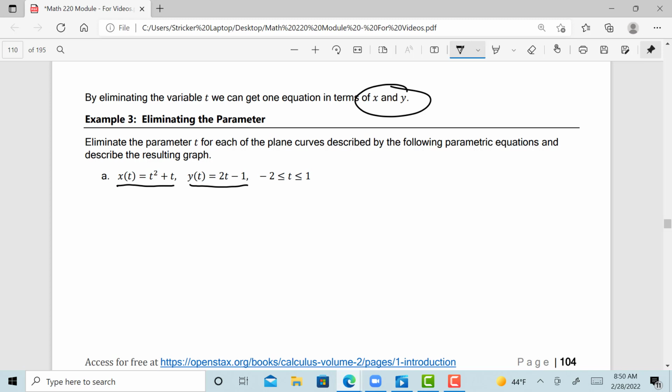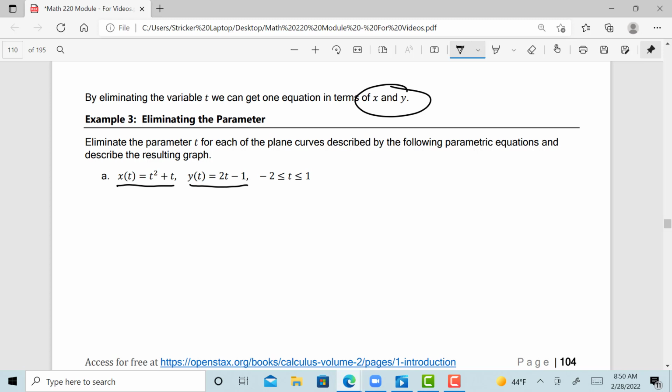The directions say eliminate the parameter t for each of the plane curves described by the following parametric equations and describe the resulting graph. So the idea here is you want to take a look at your two equations and say, okay, which one of these two equations is going to be easier to solve for t? Because you always have to start that way. You need to solve one of them for t. Go ahead and think about that for a second.